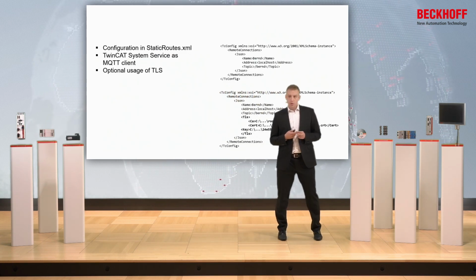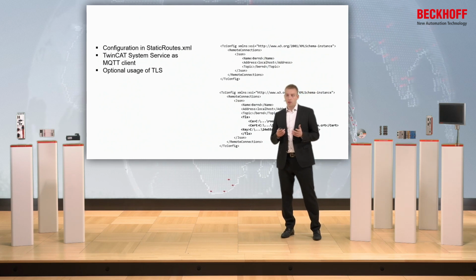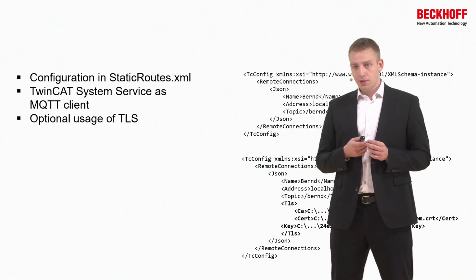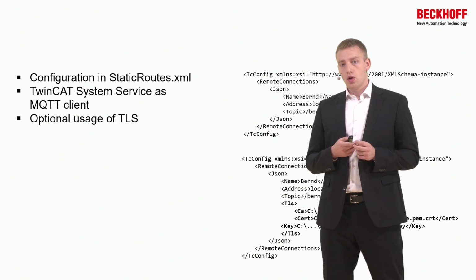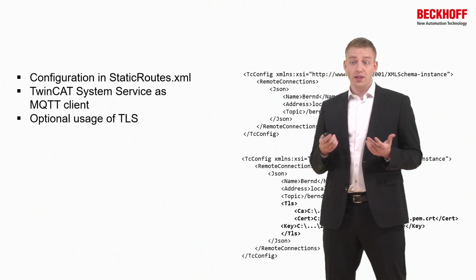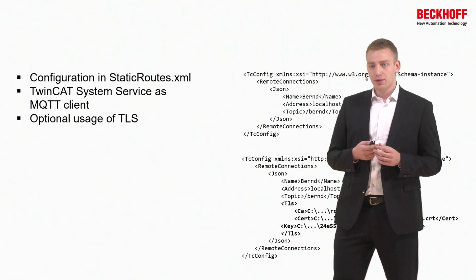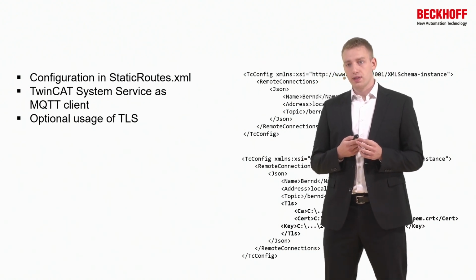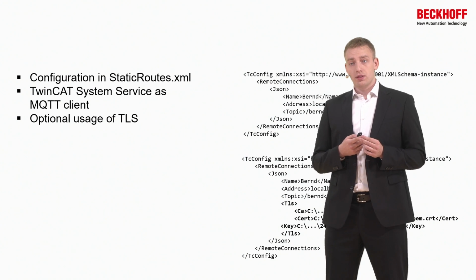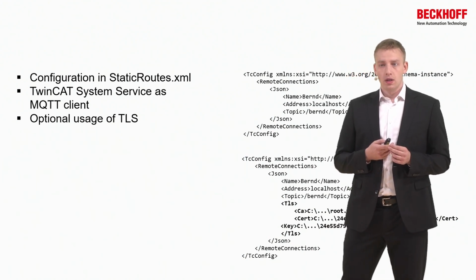So we have two MQTT clients acting in this communication. The MQTT client of the user application, which is not up to us to connect to the message broker, so we want to talk about how the MQTT client in the TwinCAT system service is connected to the message broker.